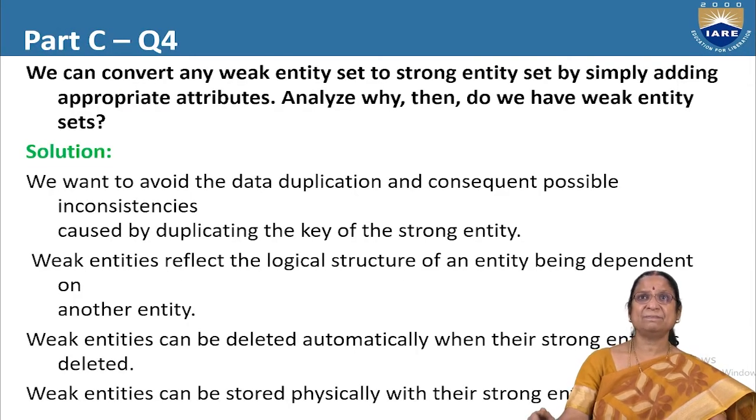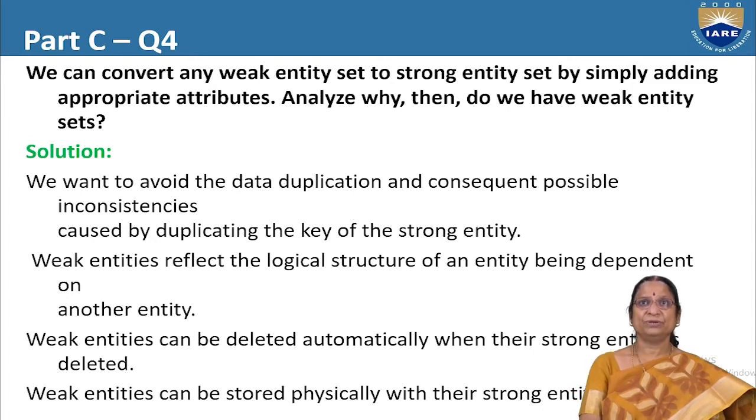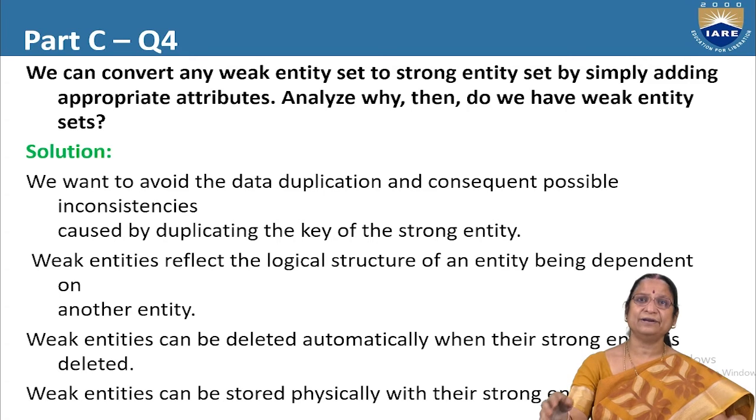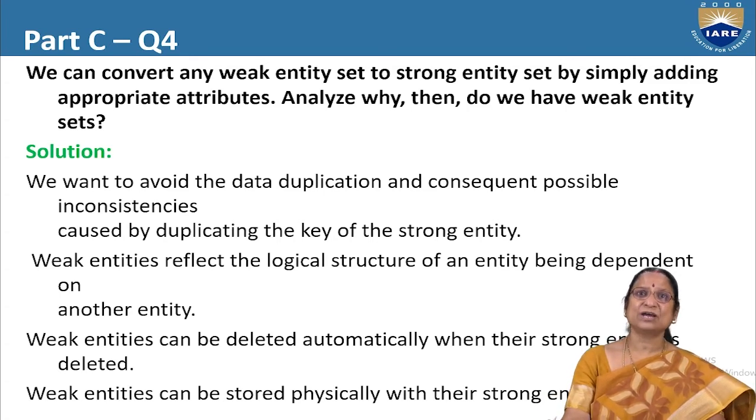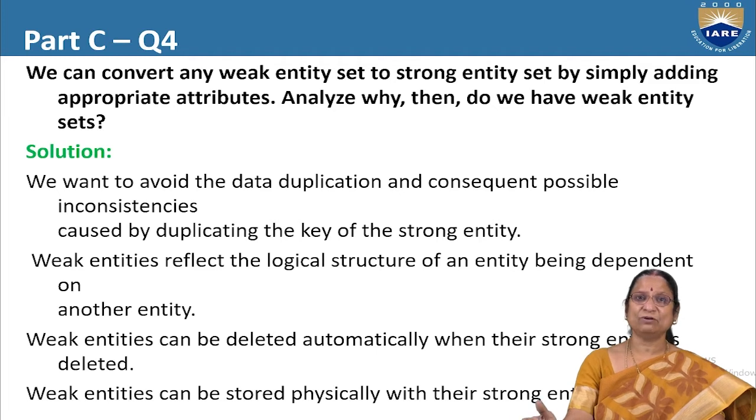Next question in the C part. We can convert any weak entity set into a strong entity set by simply adding an appropriate attribute. Yes, we will call it a discriminator, as well as the identifying entity set's primary key, which is added to our weak entity set to convert it into a strong entity set, which we discussed already, and all of us are aware of that. Analyze why then do we have weak entity sets?